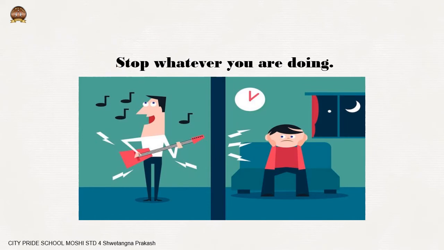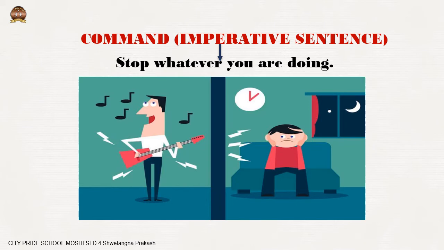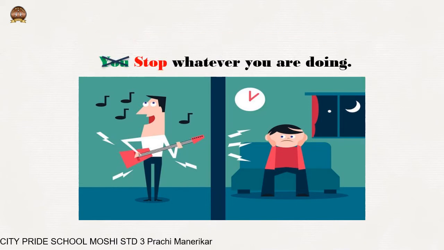Now, stop whatever you are doing. What is this? Yes, it's a command. It's an imperative sentence. One thing is particular about an imperative sentence: the subject is the one who is listening, second person, you, and it is not necessary at all to write it in the sentence. So imperative sentences start with the action word, that is the verb, the base verb.